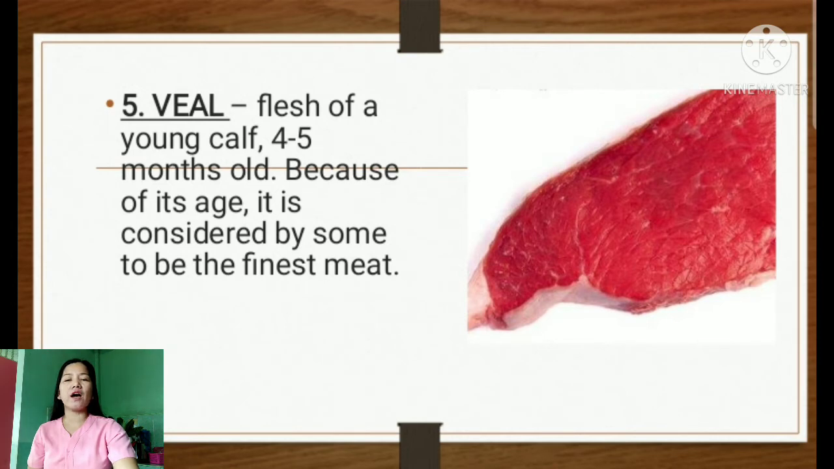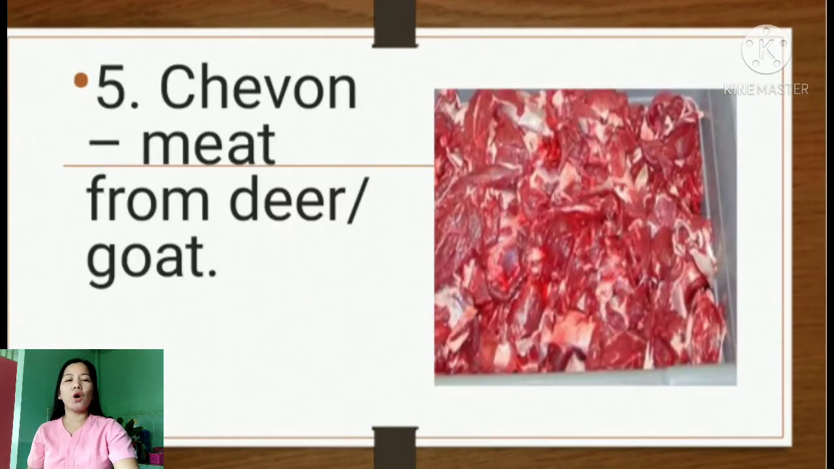Okay, number 6, you have chevon. Chevon is meat from deer or goat. Okay, so this is all about learning outcome number 1, which is performing mise en place.